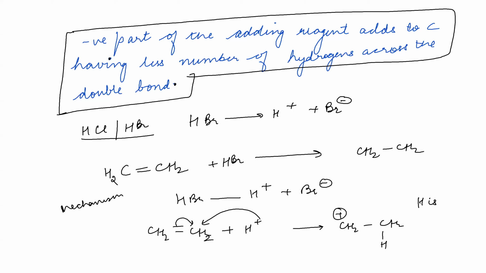And then what do we have here? So this H is a classical electrophile, and thereby Br also attacks on the bottom. So the final product that we get is CH2, CH2H, and Br. Understood my point or not? Yeah. Got it.